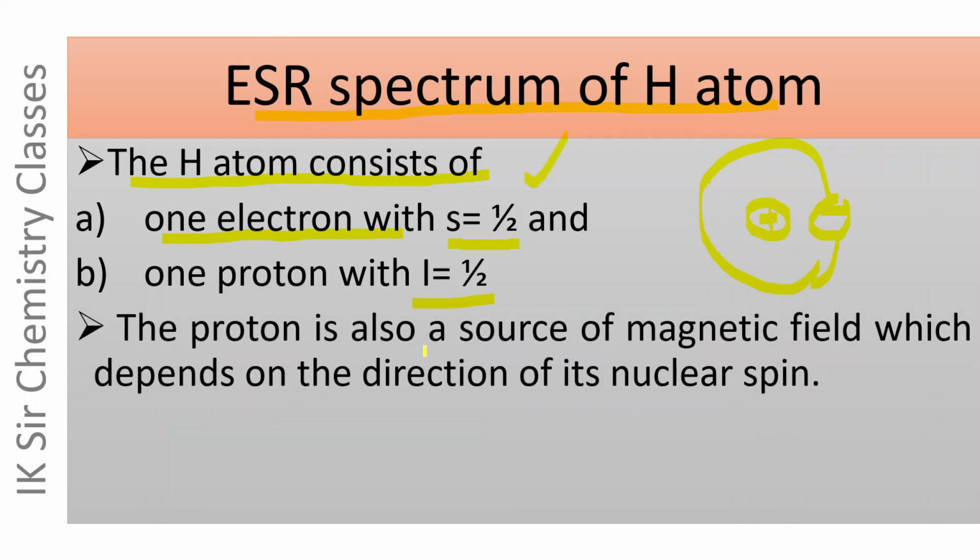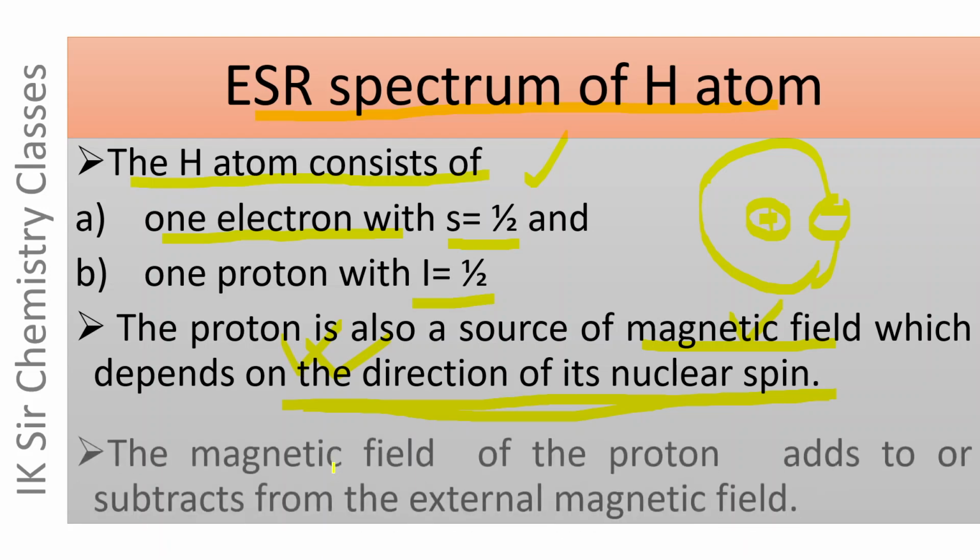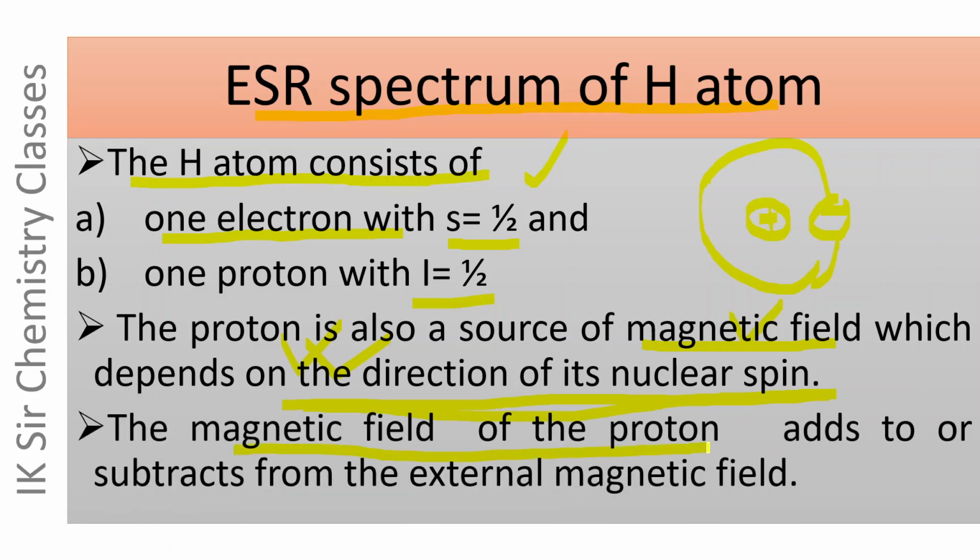The proton is also a source of magnetic field which depends on the direction of its nuclear spin. The spinning proton is also a source of magnetic field, and this magnetic field depends upon the direction of nuclear spin. The magnetic field produced by the proton adds to or subtracts from the external magnetic field.